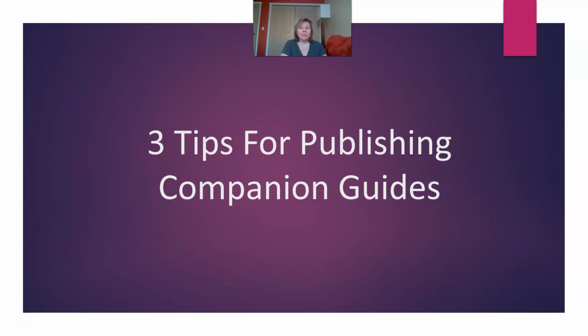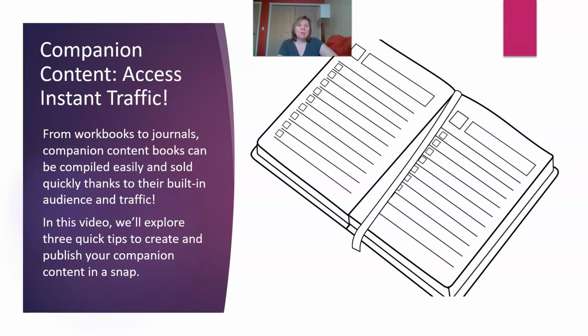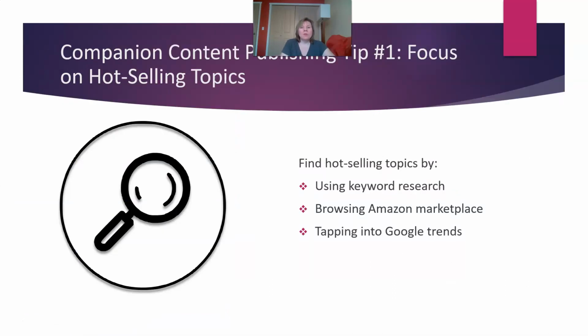Today, I want to share 3 tips for publishing companion content that people will love. Companion content is content that has a built-in audience and traffic. It's often based on existing content, which might be specific titles, or it might be just a general topic. So the first tip is to focus on hot selling topics.